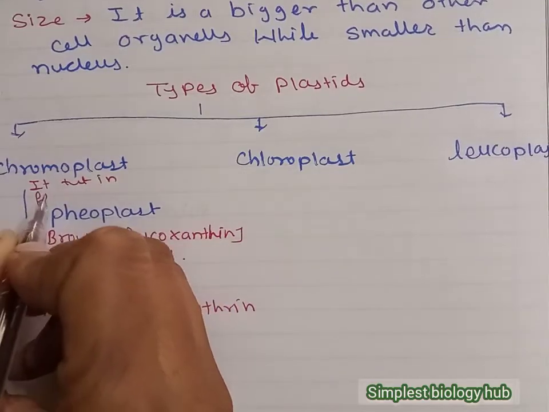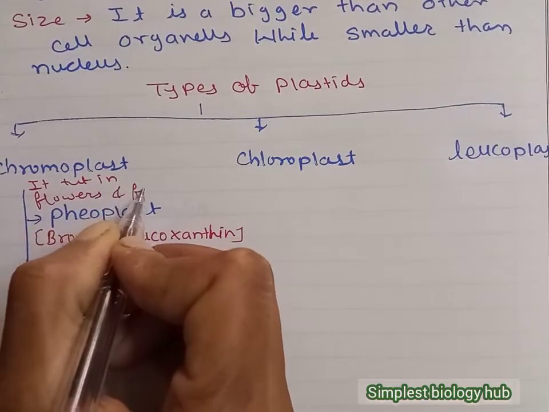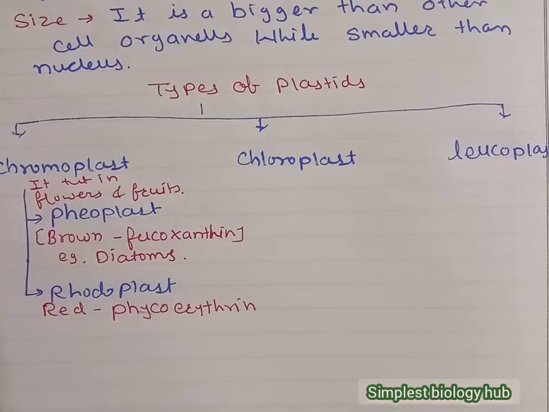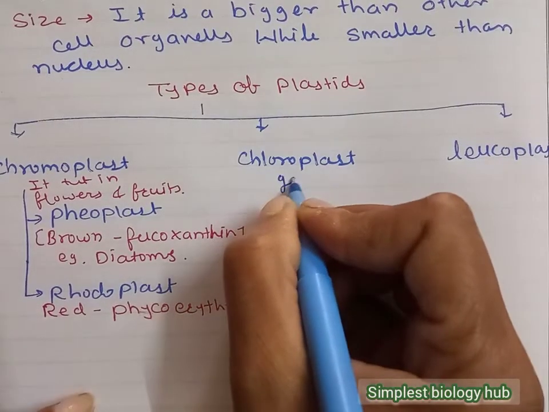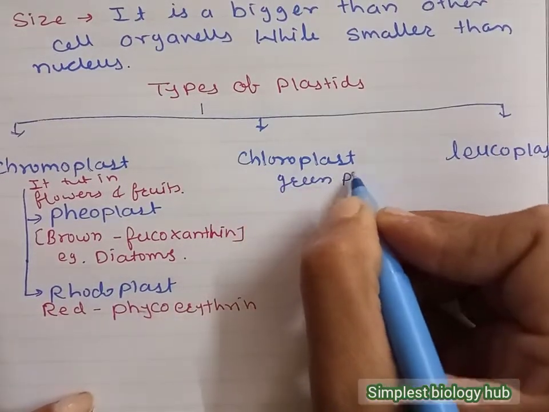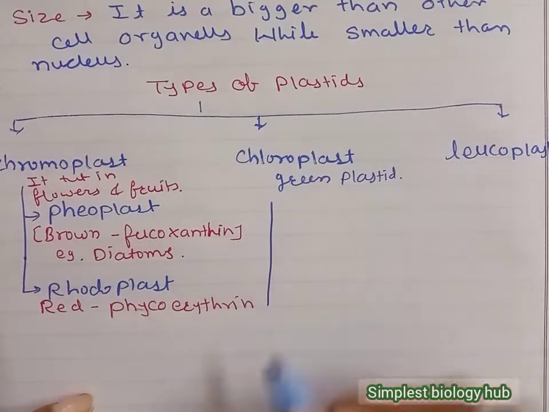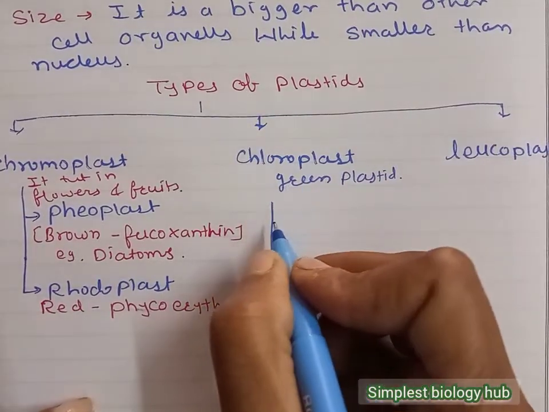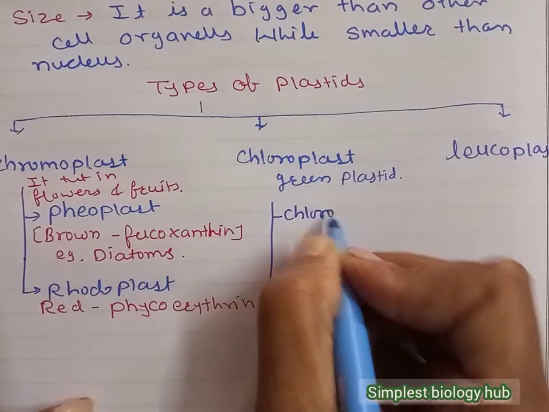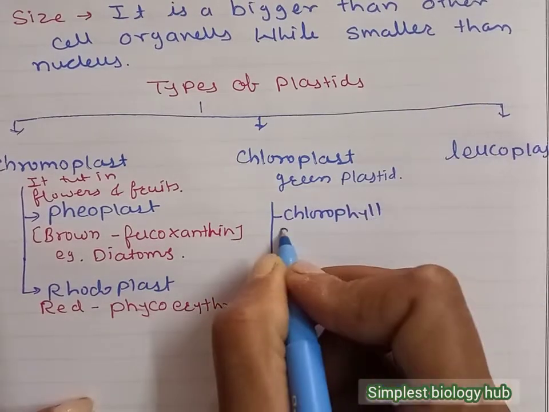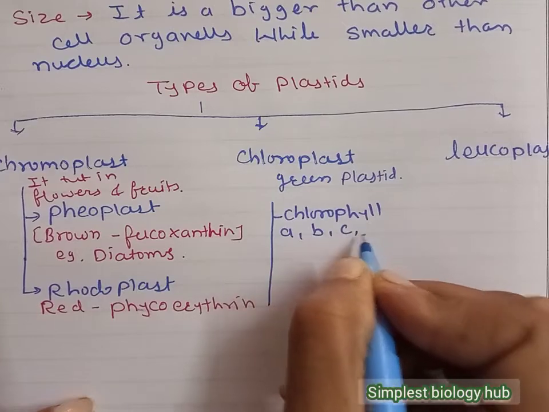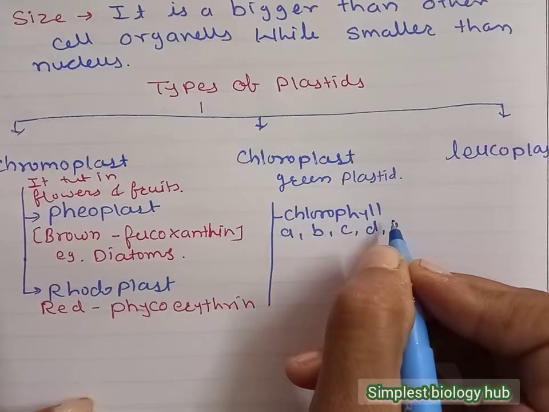Generally, chromoplasts are found in flowers and fruits of the plant and in some leaves of colors other than green. They may be red, yellow or brown colored leaves, and in those leaves the chromoplast is present.